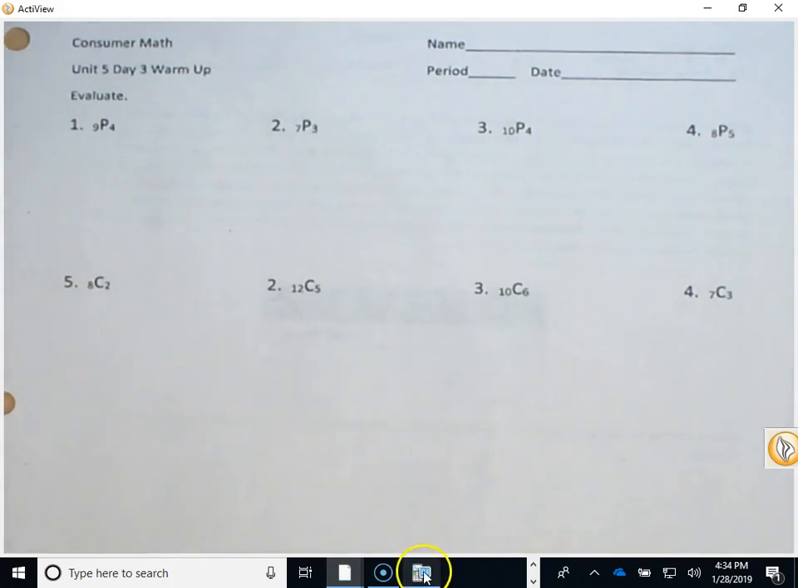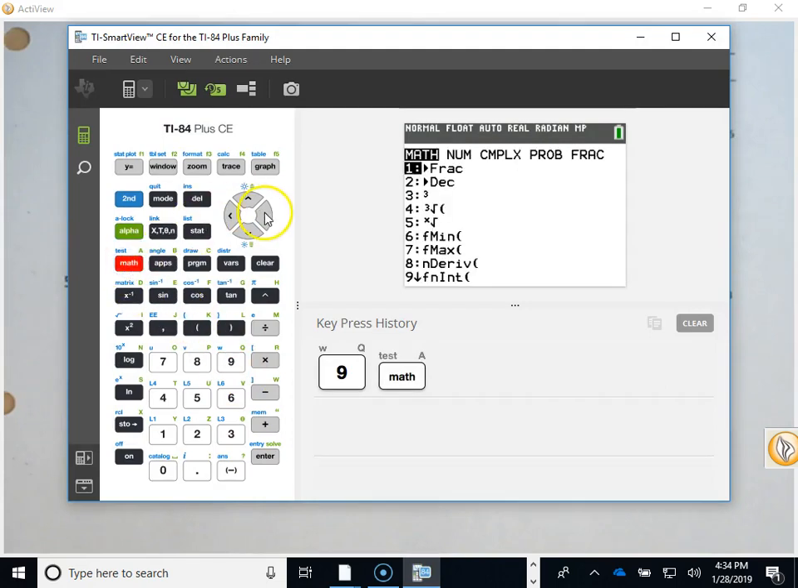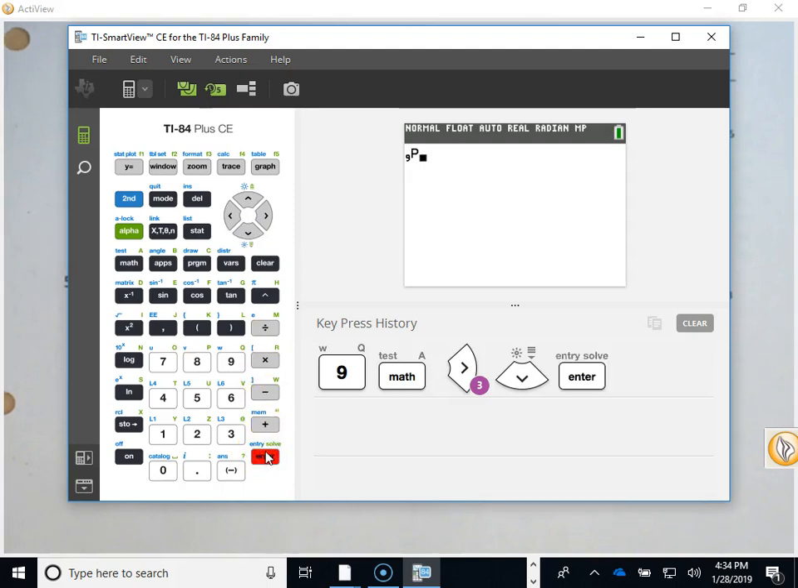So the way we put that into a calculator is you type the 9 first, then go to math and arrow over until you land on probability. It might just be PRB instead of PROB on your calculator, and then go down. Since we're doing permutations, it's that second one down, and then hit enter, and then you type the 4. Now yours might look a little bit different on your calculator. It might say 9 and then nPr and then the 4. It's still doing the same thing. It's just different calculators show it differently.